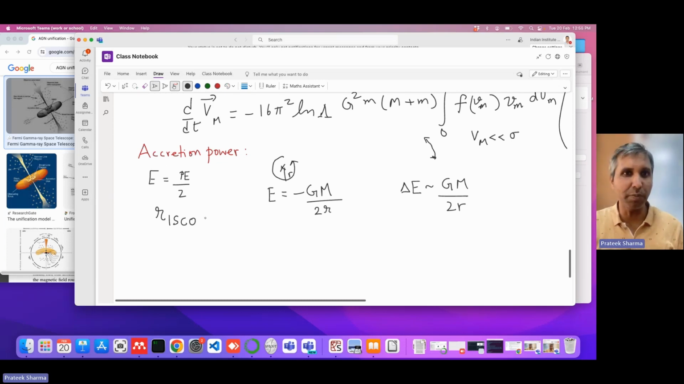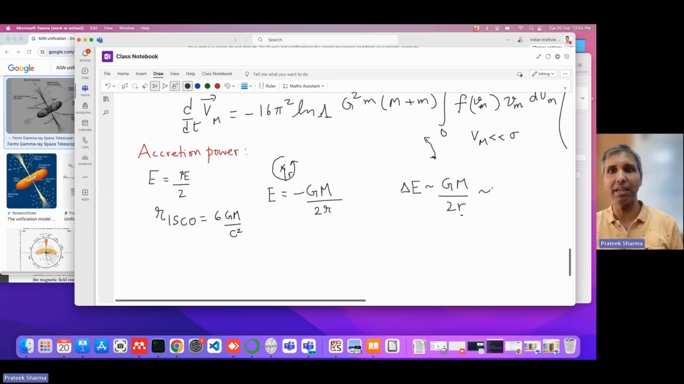It turns out for a non-spinning, or Schwarzschild, black hole, the ISCO is just 6GM by c squared, where M is the mass of the black hole. What it means is that the minimum value of this r is this. Inside it the particle will just plunge radially inwards, so after that you cannot draw this energy. The maximum energy that you can draw from accretion is basically till this radius.